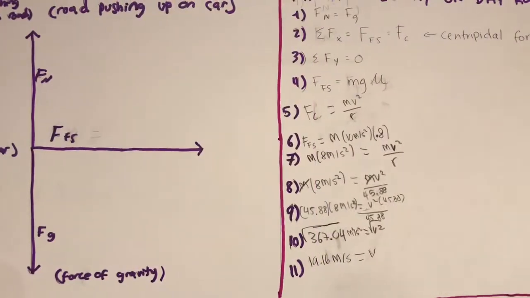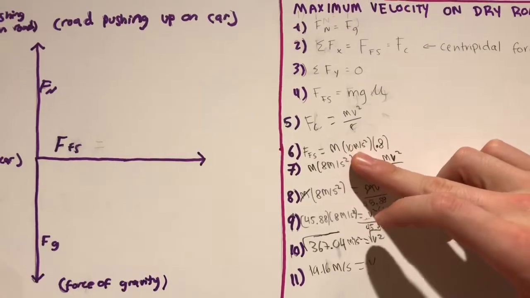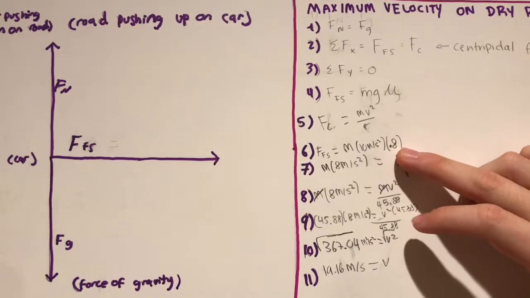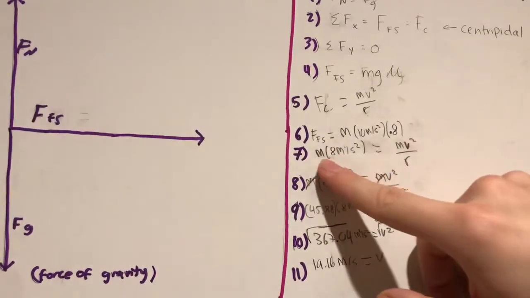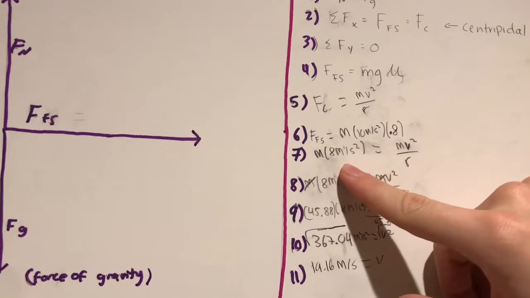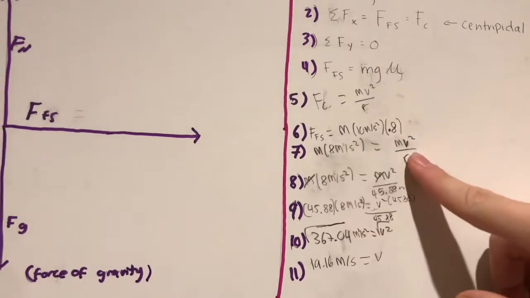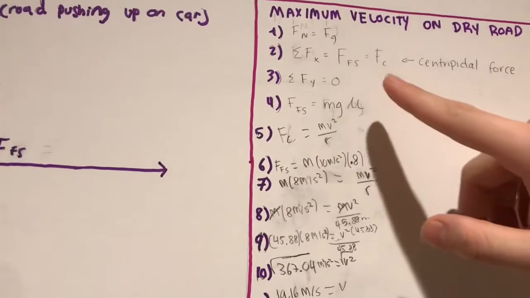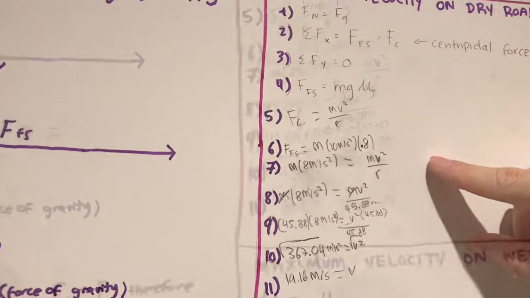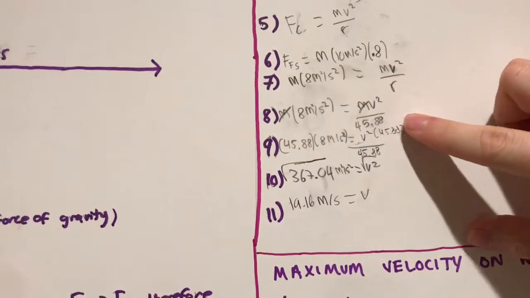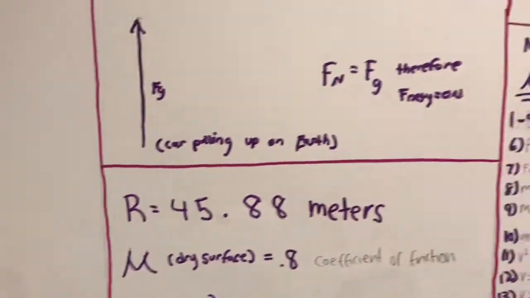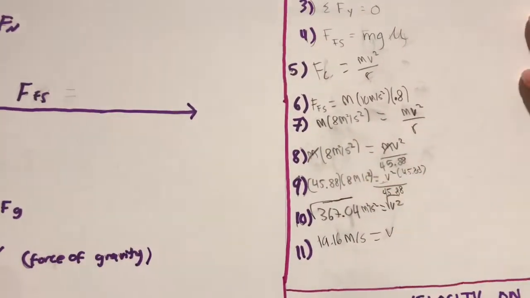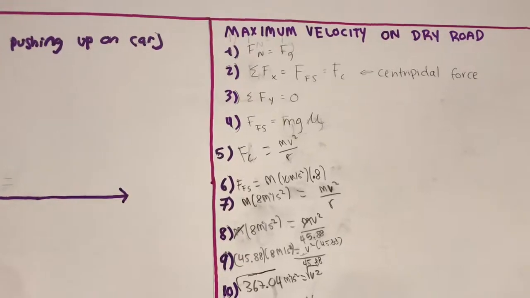So we plugged in the values. We plugged in 10 meters per second squared for gravity, and then 0.8 for the coefficient of friction for the dry road. We got mass times 8 meters per second squared, and we set it equal to the equation of the centripetal force because the centripetal force equals the force of friction. So then we plugged in 45.88 for the radius, and because m is on both sides, we cancel them out. Therefore, mass does not matter in calculating maximum velocity on the dry road.